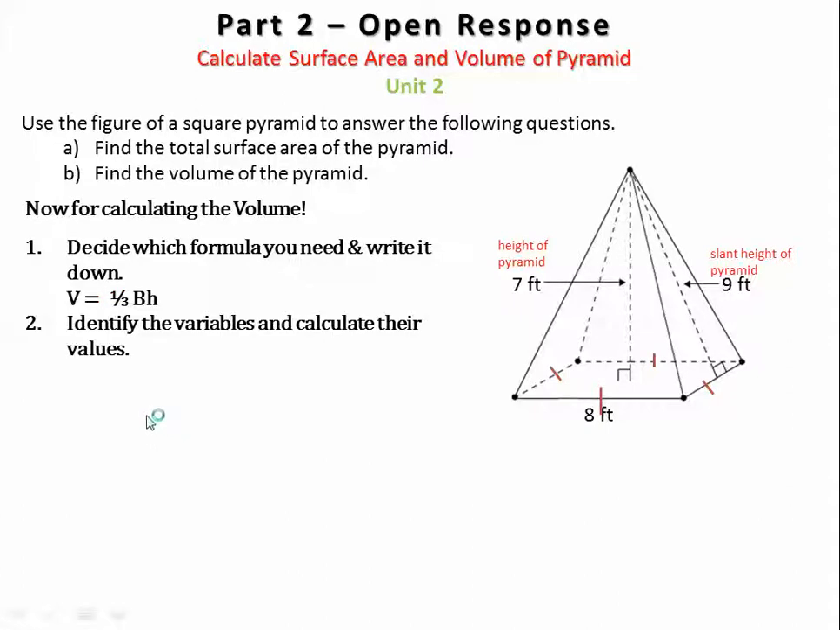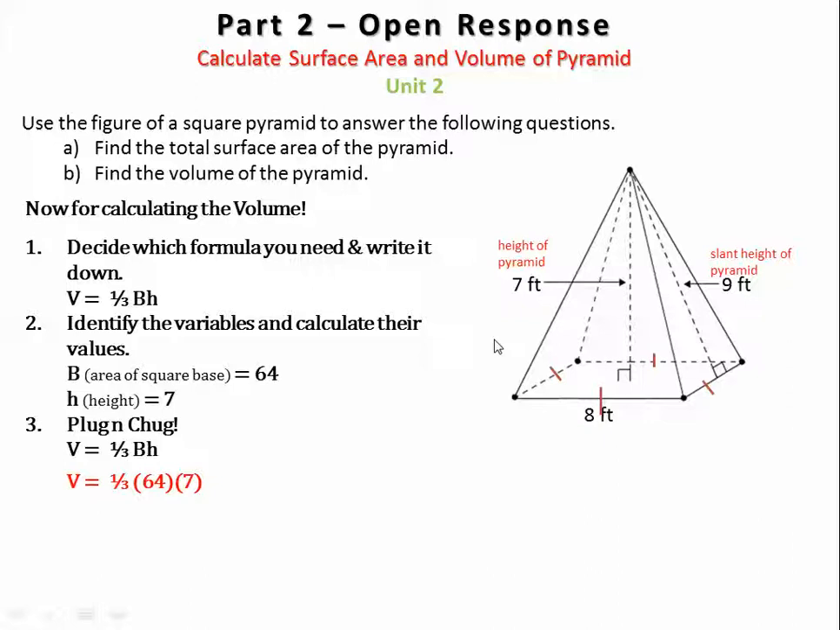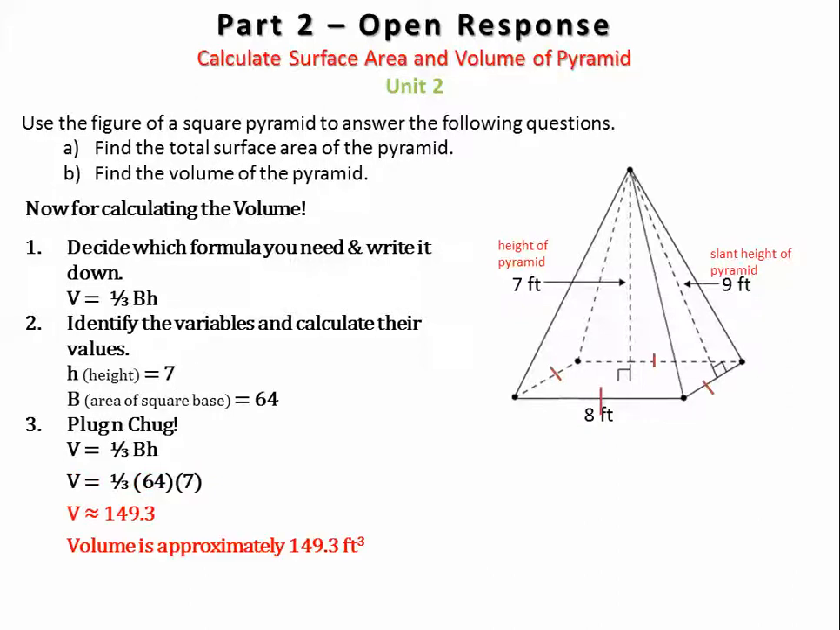Your next step is still to identify the variables and figure out their values. So I've already figured out what the area of the square base is, and if you'll remember from the previous slide, it was 64. And then the height of the pyramid's given to us, it's just going to be 7 feet. So all I got to do now is plug and chug. Plug in my numbers that I figured out. 1/3 times 64 times 7.